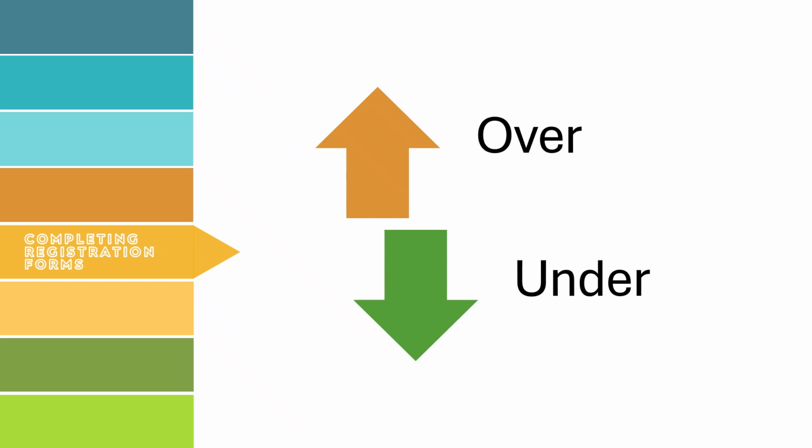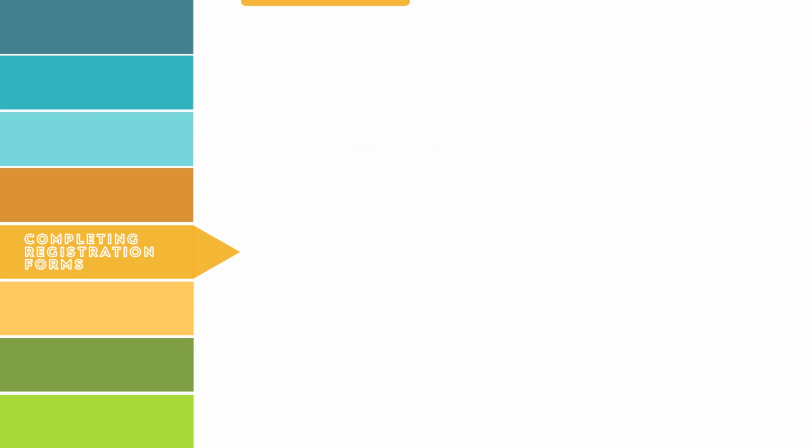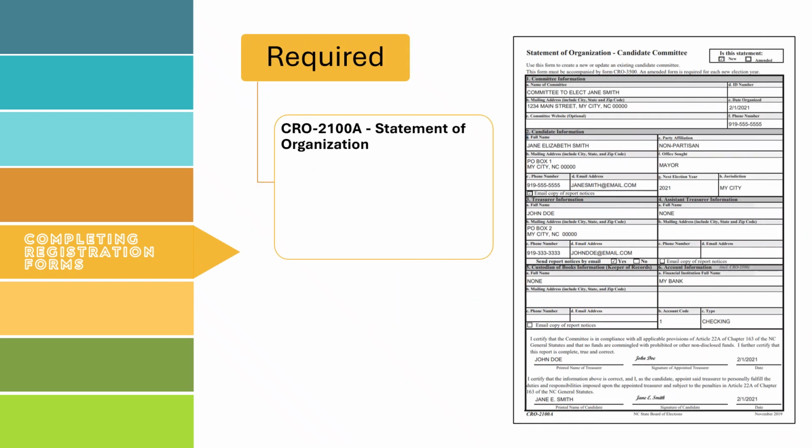No matter if your committee is filing over or under the $1,000 threshold, there are a few essential forms you'll need to complete to register. First up is Form CRO 2100A, the Statement of Organization for candidate committees. This form is required by all candidate committees and must be filled out in its entirety.